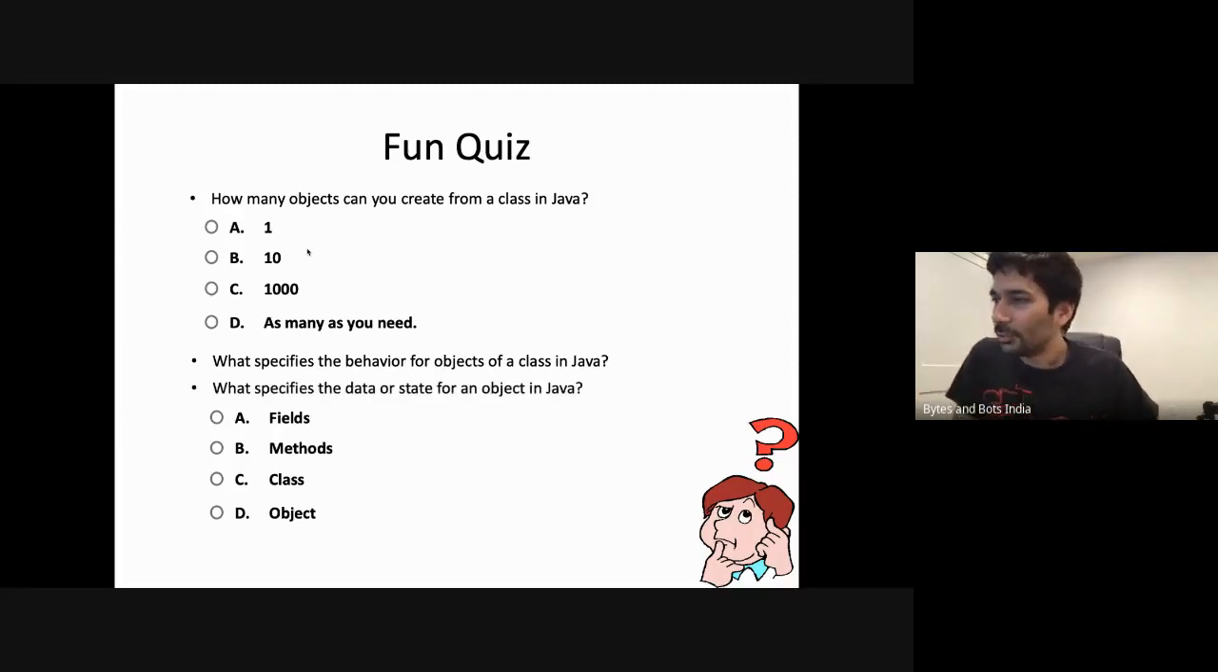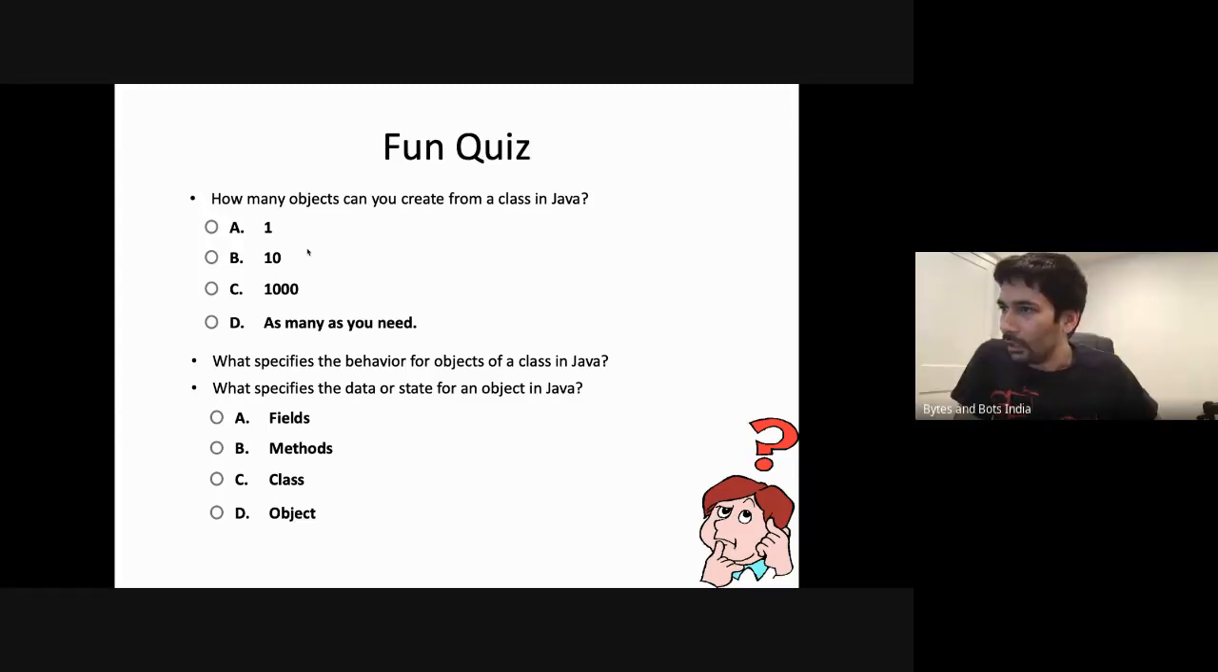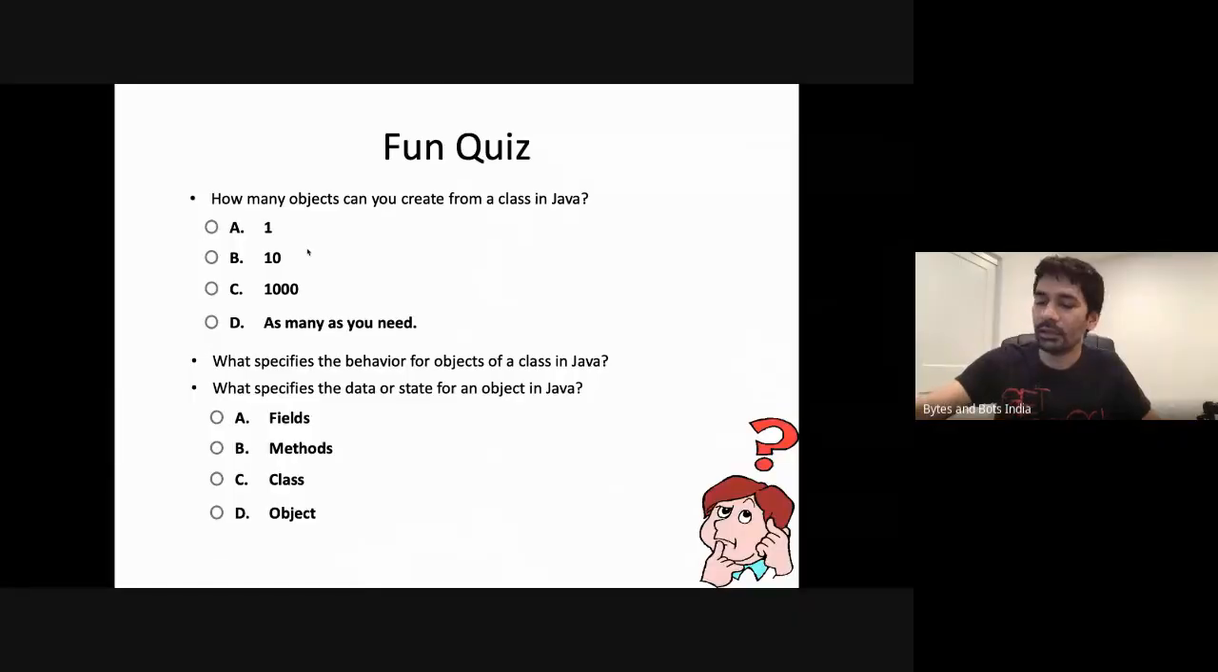Next question: what specifies the data or state of an object in Java? Parashar, do you want to take a guess at it? Is it fields, in that case? You're right. It's the fields which store the state of the object. So if you change something in the object, fields will maintain that change. All right, good job, everyone.